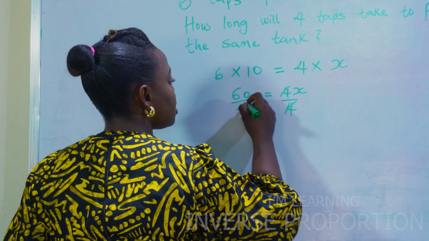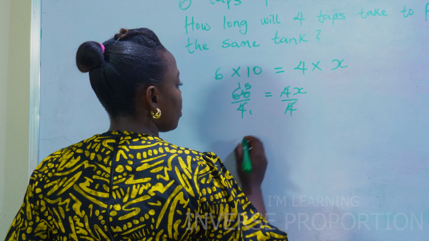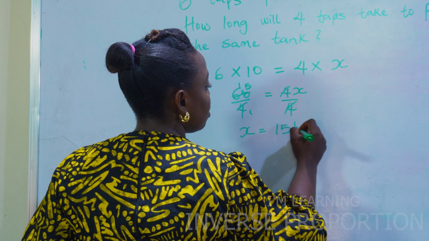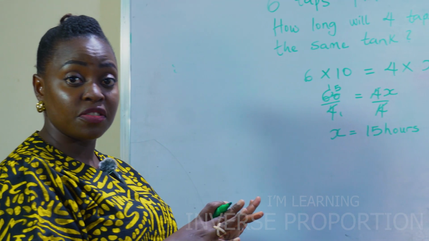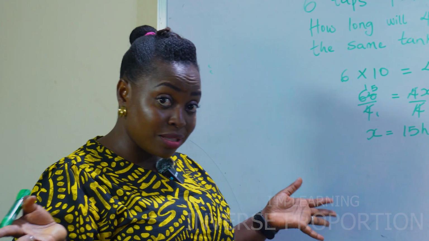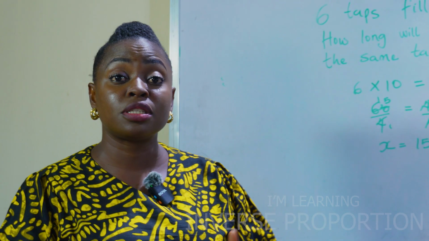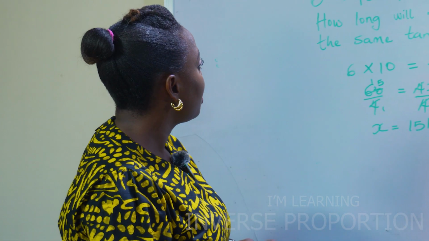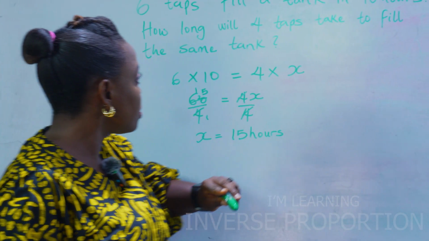When we do that, x is equal to 15 hours. Now this is the first method. So if you follow this method, you will arrive at 15 hours. And it's that simple. Now let's try it using the second method. The second method is if more, less divides. If less, more divides. Meaning that 6 taps would fill it in 10 hours.